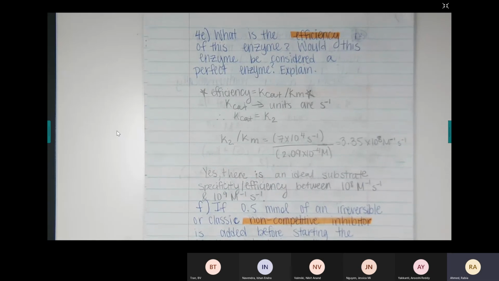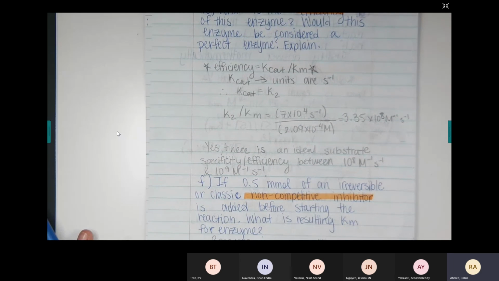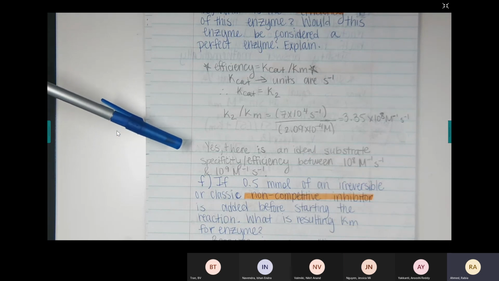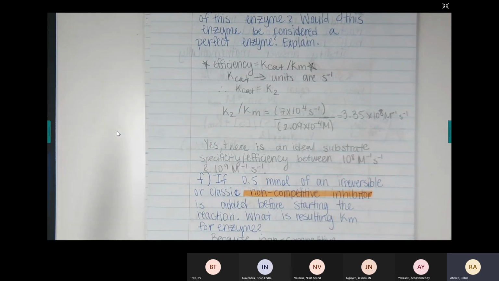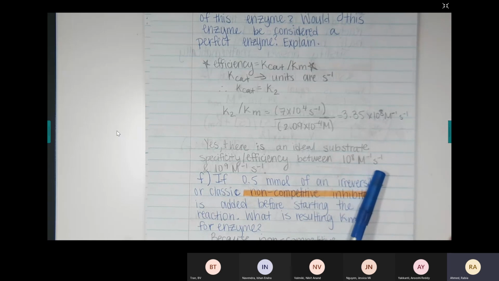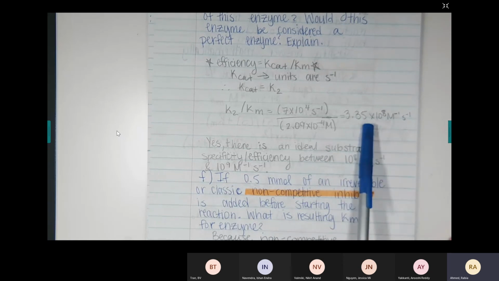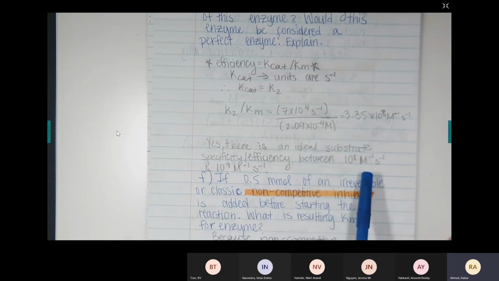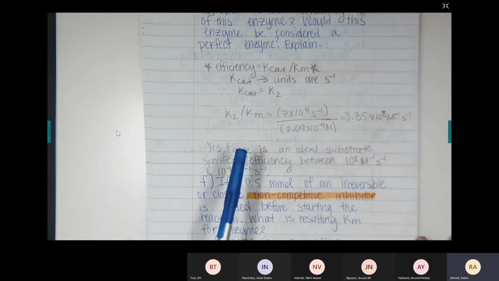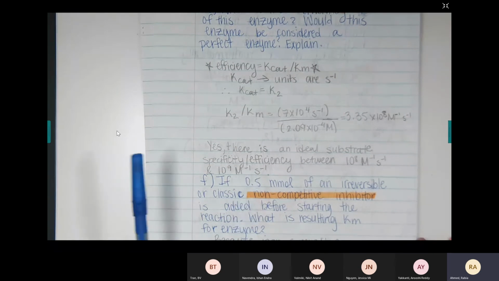So I forgot to answer the actual question. It says, would this enzyme be considered a perfect enzyme, and explain? So yes, this is going to be an ideal substrate specificity or efficiency between 10 to the 8th molar times second inverse and 10 to the 9th molar times second inverse. We get this because the catalytic efficiency we figured out here is between these numbers. This is just like 1 times 10 to the 8th to 1 times 10 to the 9th power.